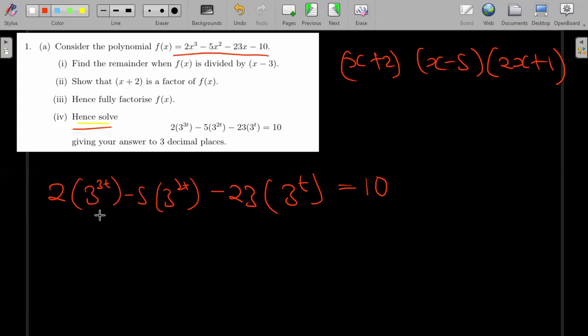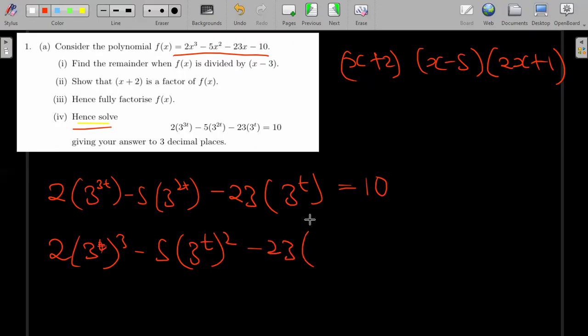So what we are going to do here, I'm going to write this expression as 2 times 3 to the power t, and then the 3 outside, minus 5 times 3 to the power t, and then to the power 2, minus 23 times 3 to the power t is equal to 10. And then I'm going to say, let x be equal to 3 to the power t.